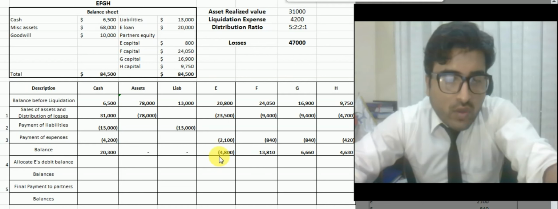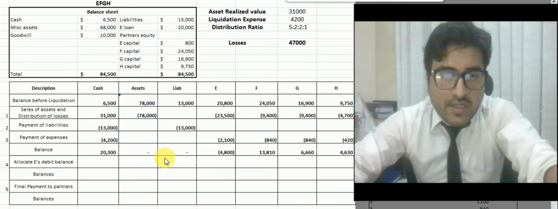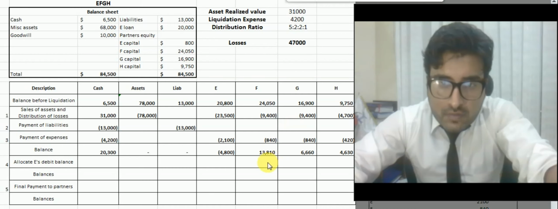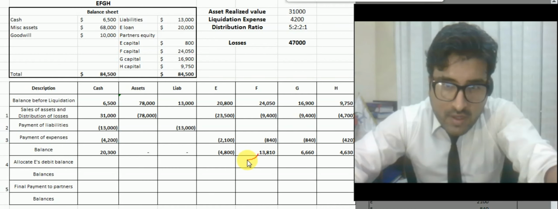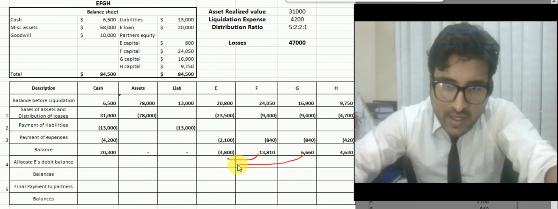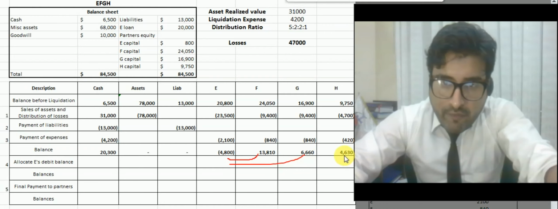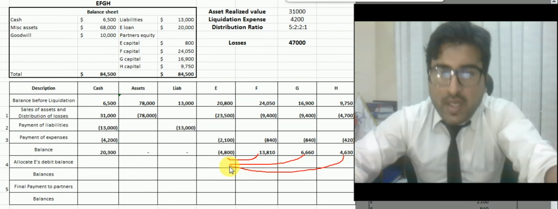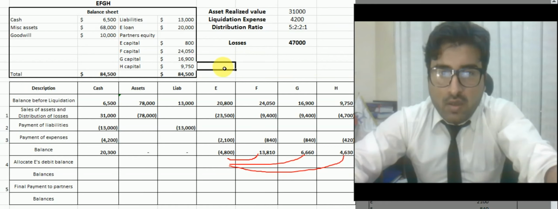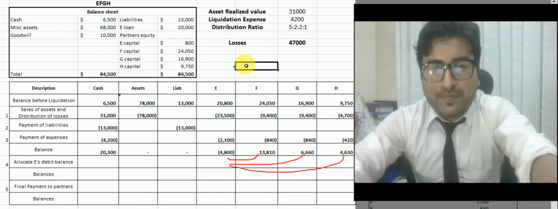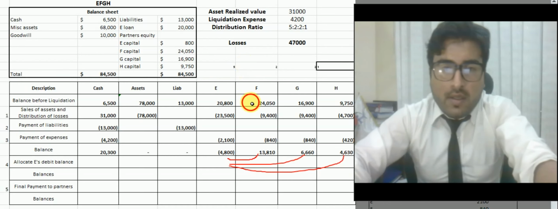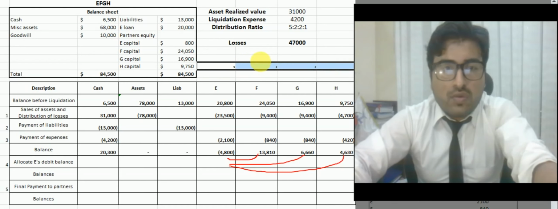So what we are doing here is allocating the E balance. And how to allocate the E balance? Very easy. We take some value from F, some value from this individual, and some value from H. So we have a ratio. What is the ratio here? Look, we have 5, 2, 2, 1. This is the ratio.